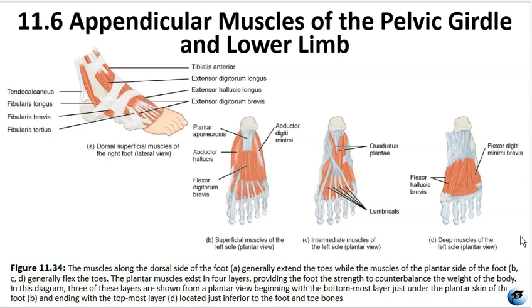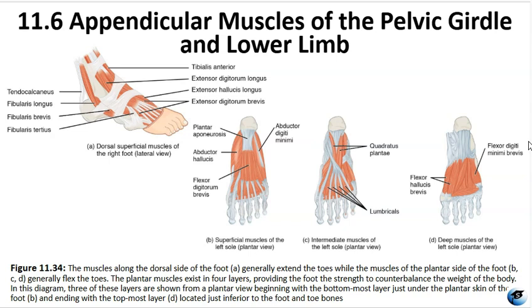Figure 1134 gives a more detailed view of the muscles that are involved in foot movements and toe flexion. Muscles along the dorsal side are generally involved in extending the toes, while muscles on the plantar side of the foot generally flex the toes.